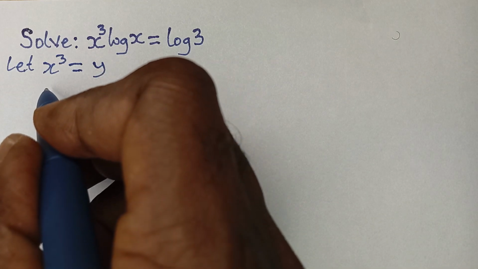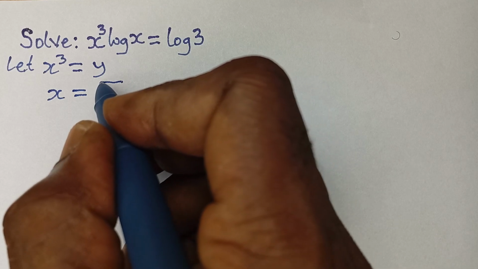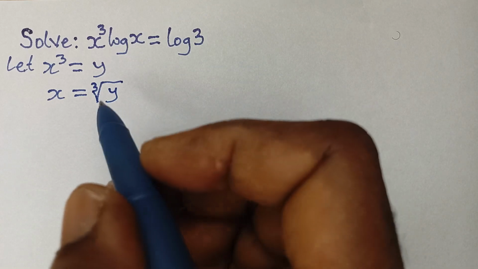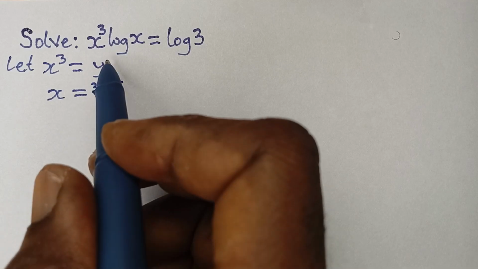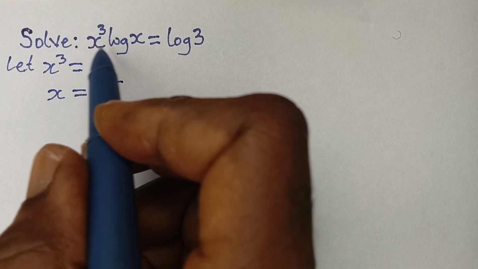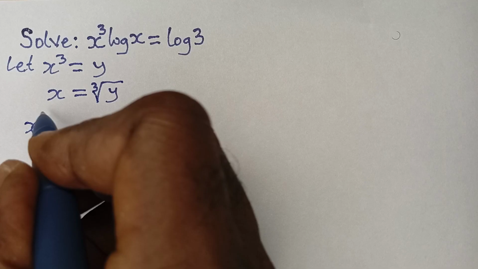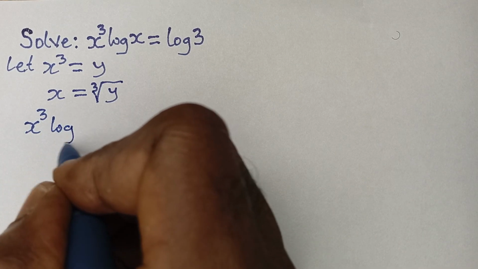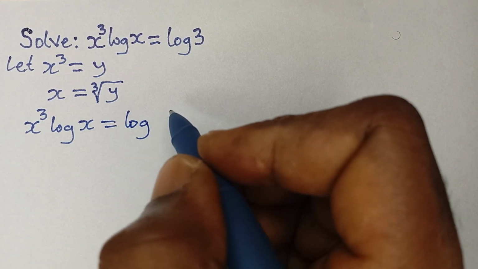So from there, x will now be, in terms of y, the third root, or you can say the cube root of y. Don't forget, when we take the cube root of both sides, we'll now have x here and then the cube root of y, or the third root of y. So we can now come back to this equation here that says x raised to power 3 log x is equal to log 3.